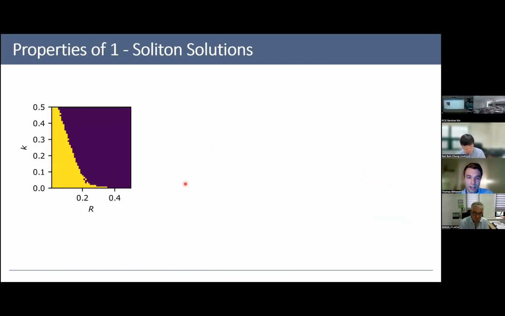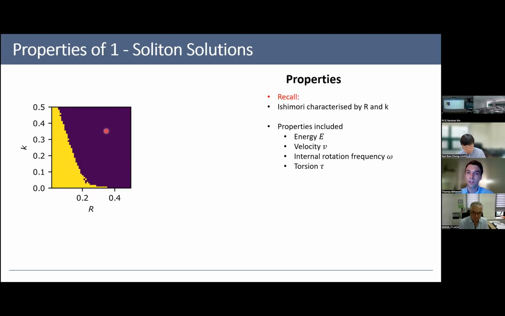And this then essentially defines this existence diagram where, again, the zero line we know exactly, and anything else is given by this adiabatic connection. And in the blue region, it just didn't work. So this tells us what one-soliton solutions we have. Again, for the Ishimori chain, these parameters R and K also give you the energy, the velocity, the rotation frequency, and the torsion for these solitons, which are all good conserved quantities for the solitons themselves.